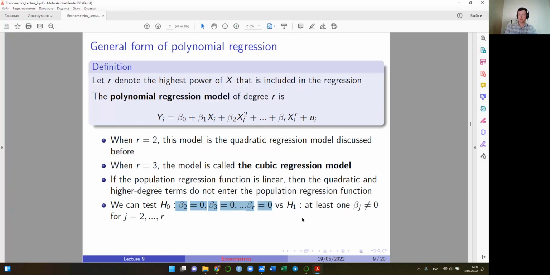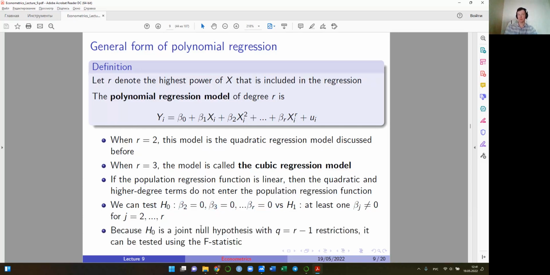And the alternative hypothesis is that at least one of these betas is not 0. We don't care which one, but if at least one of them is non-zero, then we reject the null hypothesis and we believe that there is a polynomial and there is a nonlinear relationship. If we fail to reject this null hypothesis, then we believe that the relationship is linear.